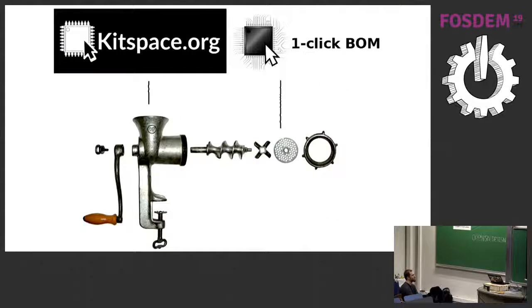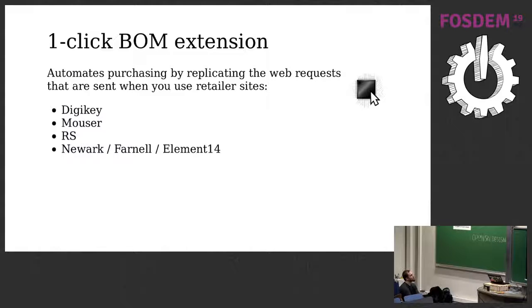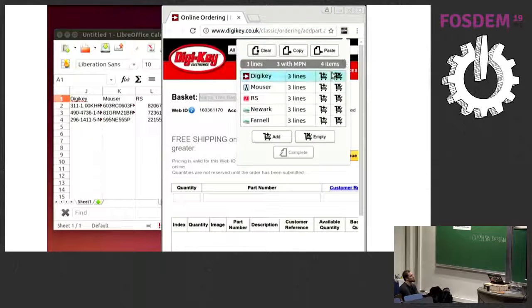What I've been working on for I don't know how many years is kitspace.org, and before that, One-Click BOM, which is a bill of materials browser extension that automates retailer sites. It goes to the electronic components retailer sites, and through the browser extension it does what you would do if you clicked around and bought this component and that component, and it just automates that bit and puts everything that you need into your shopping cart. So that's the GIF of that.